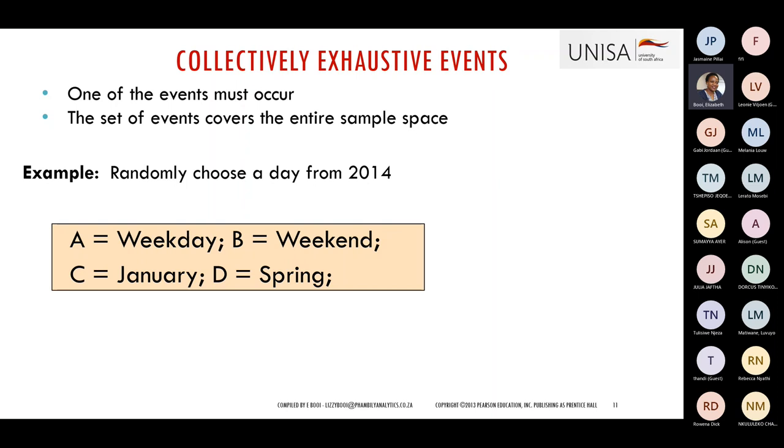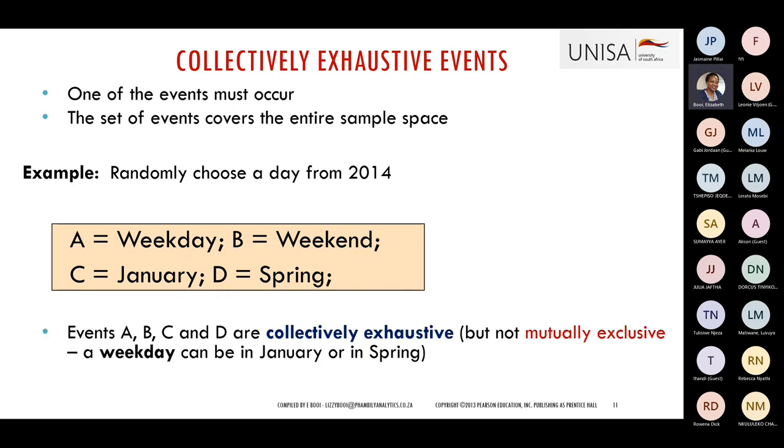Now, A and B can be collectively exhaustive events because the calendar has 7 days of the week every month, right? So we can choose any day, from January until December. A and C, and B and D, are also collectively exhaustive events because they create this sample space. They include all the days of the calendar, right? Because January, we have weekday, we have a weekend, and spring, we have a weekday and a weekend. They all complete the calendar of 2014. They all cover the entire sample space.